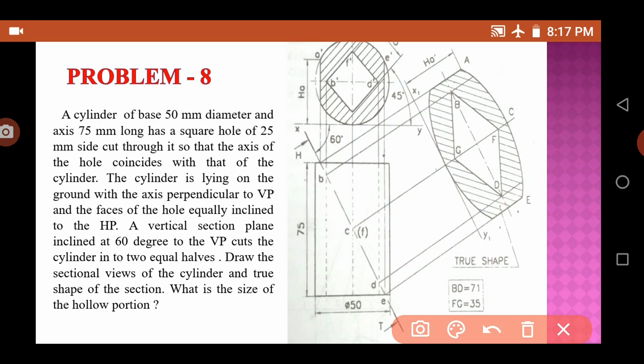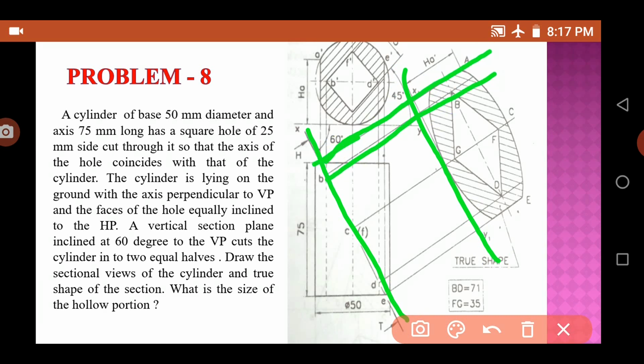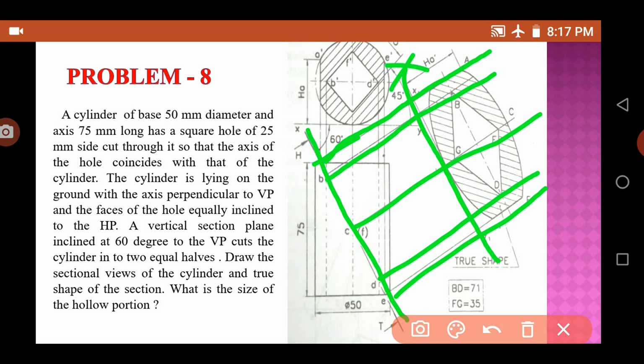So first this is our cutting line, and you draw a parallel of that line, and draw vertical lines starting from here and draw it like this. And this is x1 and this is y1 actually, x1 and y1.